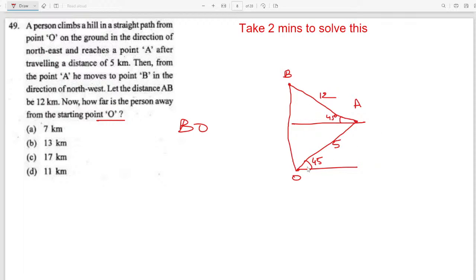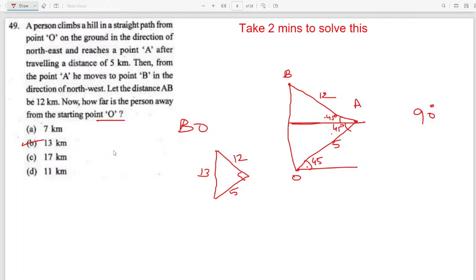Because this is 45 and these two lines are parallel, even this angle is 45. So this angle and this angle are 45, and together it becomes 90 degrees. Hence this becomes a right angle triangle, where this is 90, this is 5 and this is 12. Because of the Pythagoras theorem, this would be 13. So the correct answer is option B.